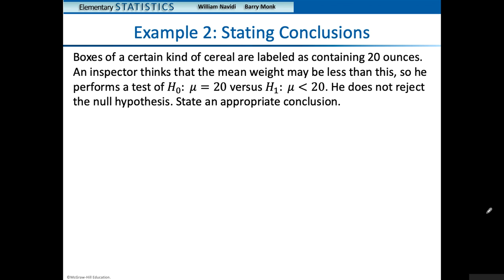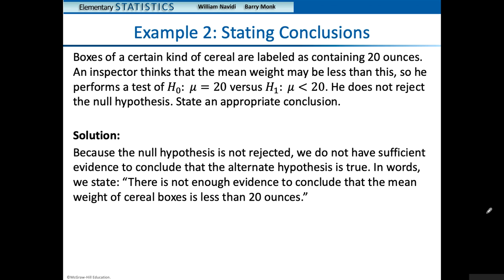hypothesis. An appropriate conclusion in this case would be to just state that we do not have sufficient evidence to conclude that the alternate hypothesis is true, or we could say there is not enough evidence to conclude that the mean weight of cereal boxes is less than 20 ounces. And we could just leave it as that, right? We can't make any more definitive statements than that in this case.